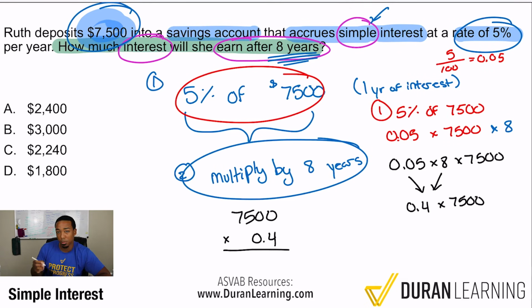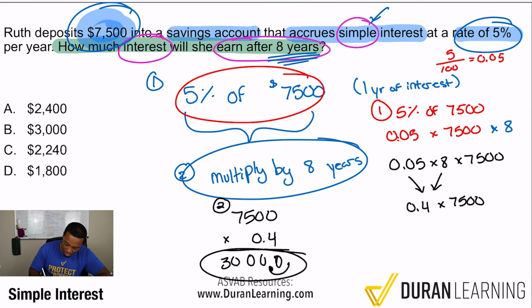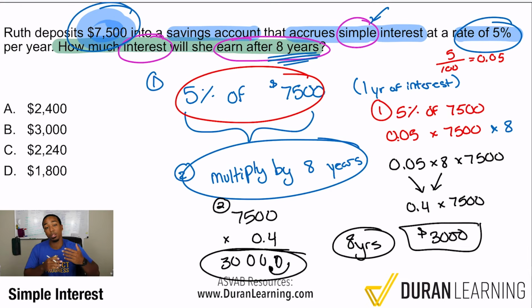So just move the decimal place back 1 time once you have it. And here we go. 0 times 4, that's 0. 0 times 4 again, 0. 5 times 4, that's 20. Put that there. And then 7 times 4 is 28, plus 2 is 30. Take that decimal place and put it back, giving us 3,000. And there we go. That's how much you'll earn after 8 years. Specifically, that's how much Ruth will earn after 8 years.